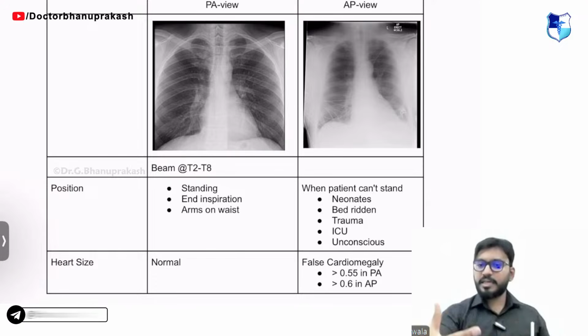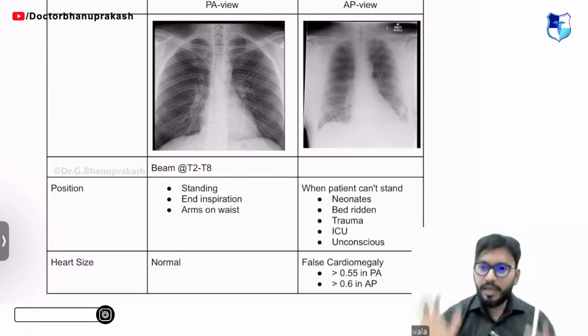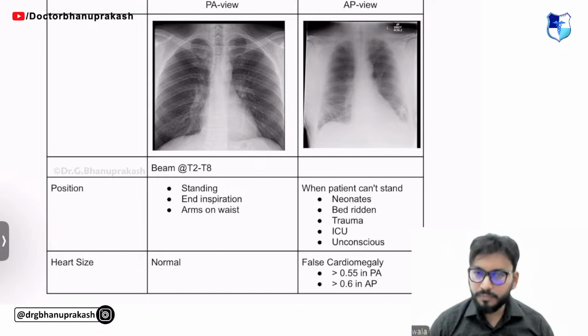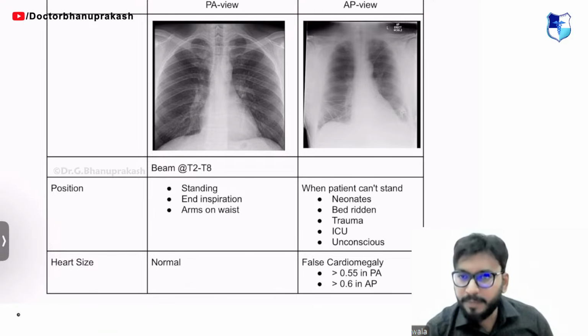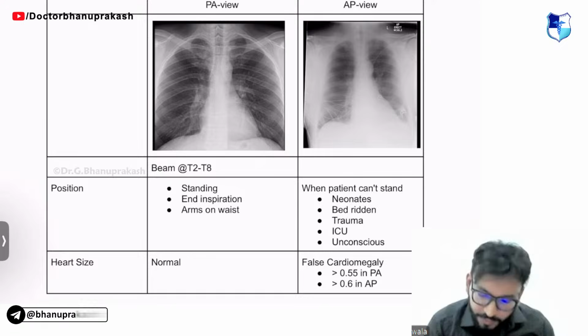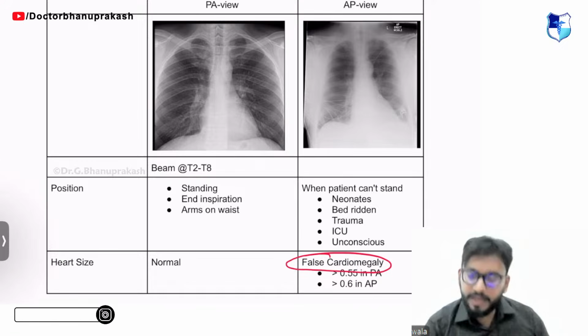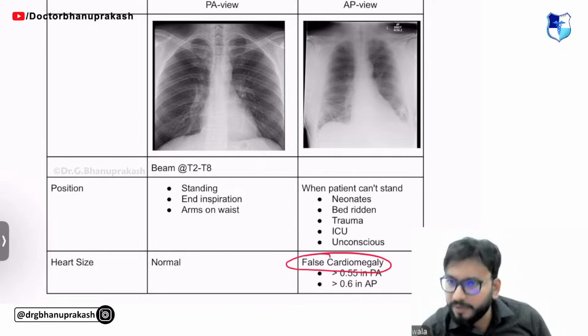AP view means the rays are coming from front and going behind. This is the AP view or anterior posterior view. Okay, guys, what is the problem with AP view? Why don't we do an AP view? AP view we don't do because of false cardiomegaly, guys. Therefore we do not prefer AP view.